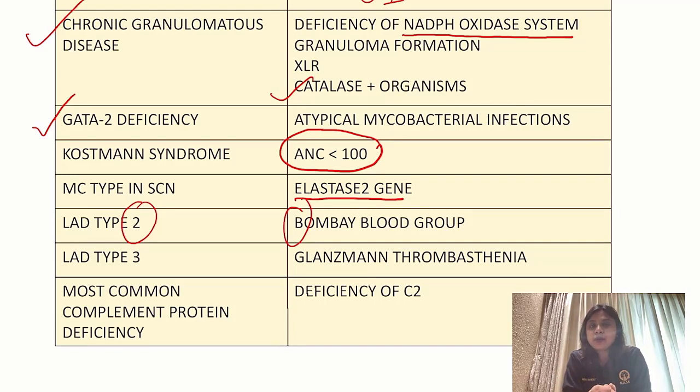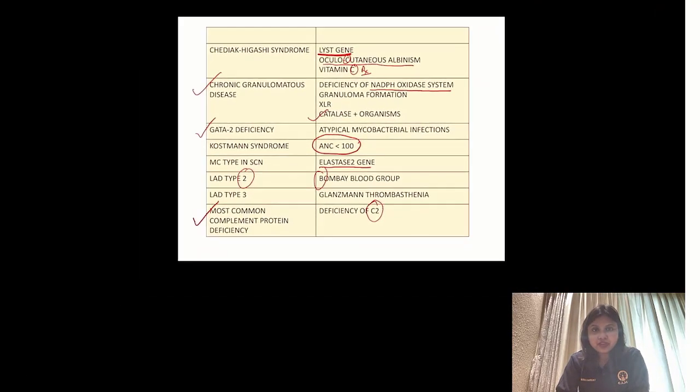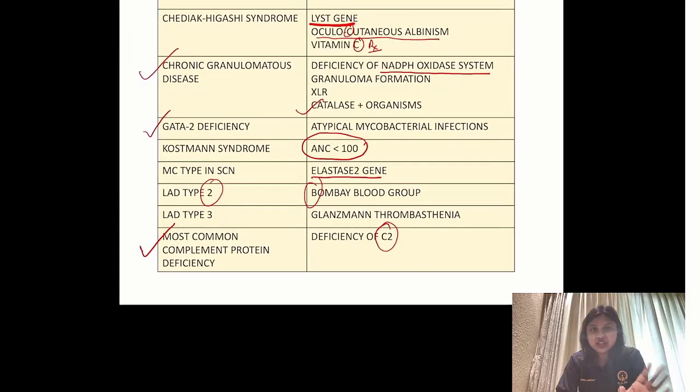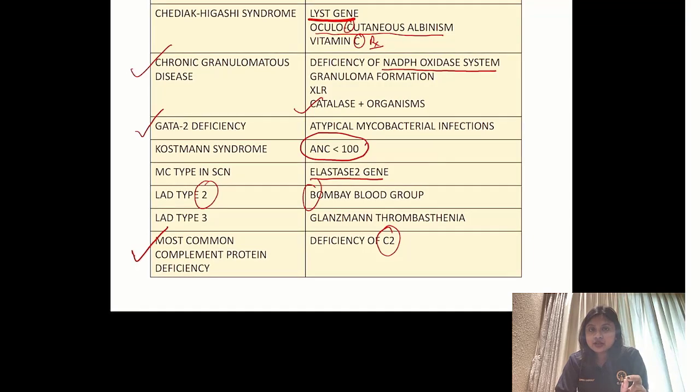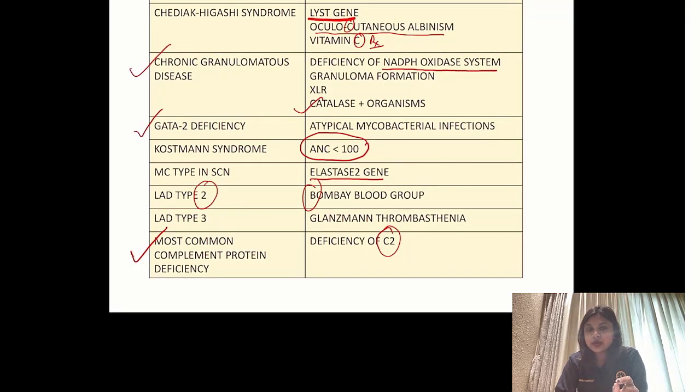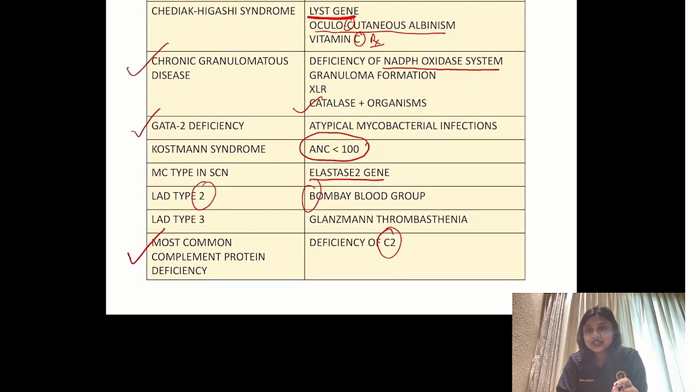Now, most common complement protein deficiency, again it is a repeated question, is deficiency of C2. You might be reading this in microbiology class as well. So the most common complement protein deficiency is deficiency of C2. And another important is C5 to C9, or the late complement deficiency, is more common in Neisseria infections. So meningococci affects the late complements. Okay. So hope this chart is clear regarding the Chediak-Higashi, chronic granulomatous disease, GATA2 deficiency, Kostmann syndrome, and LAD type 2 and 3. And the most common complement protein deficiency is deficiency of C2 complement protein.